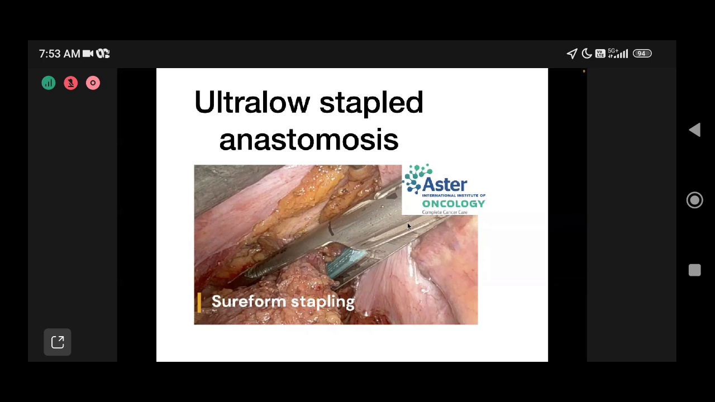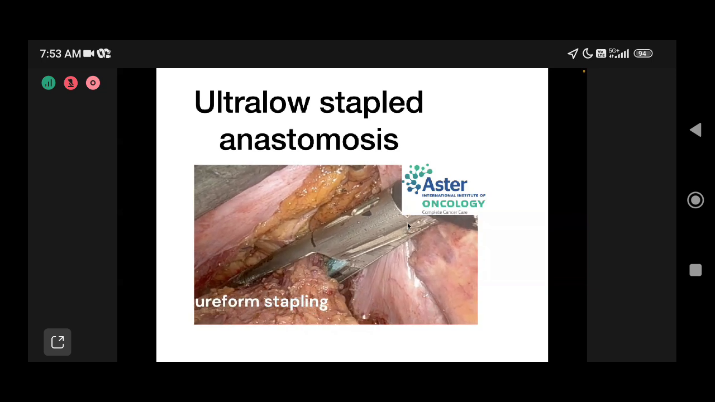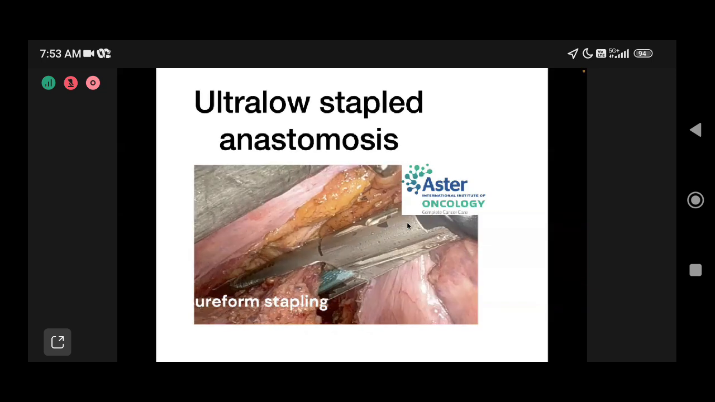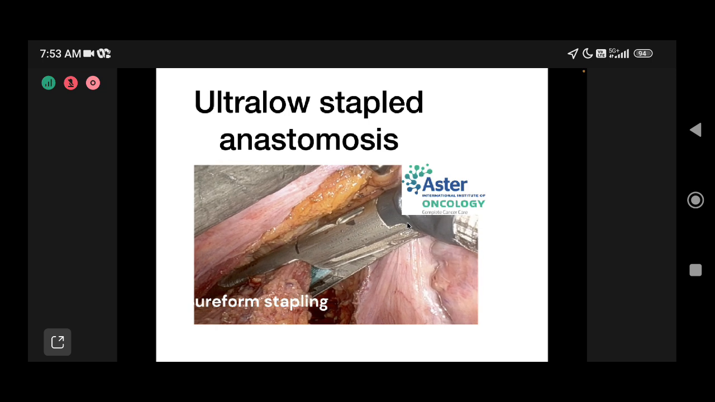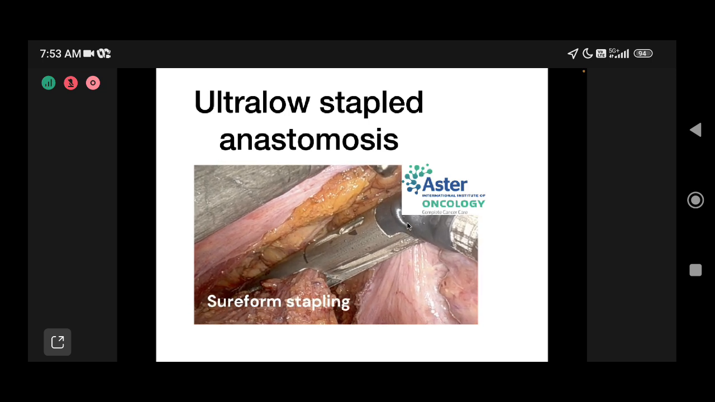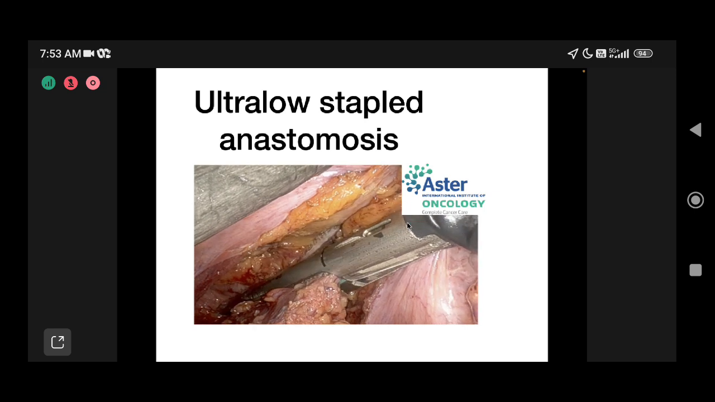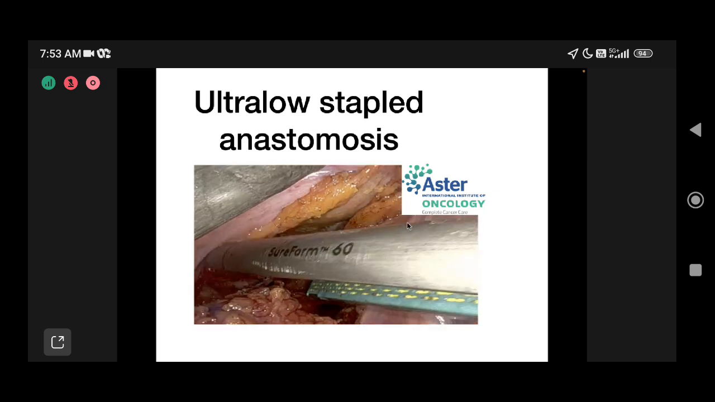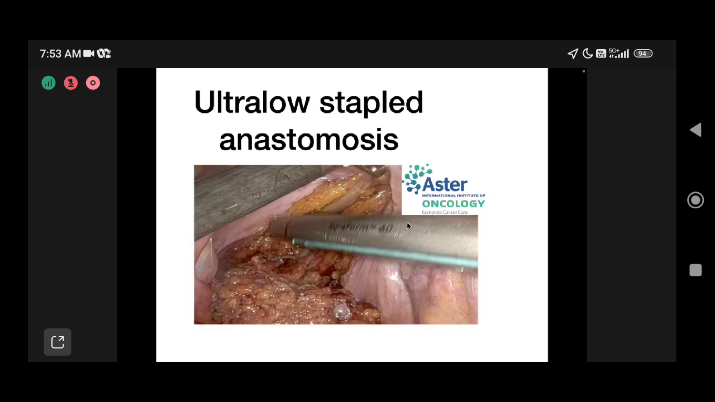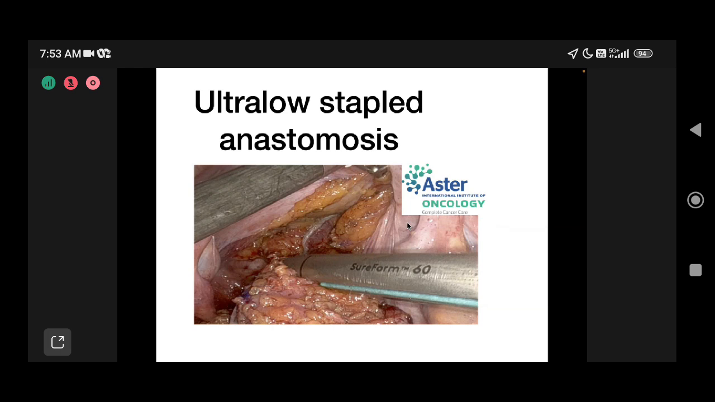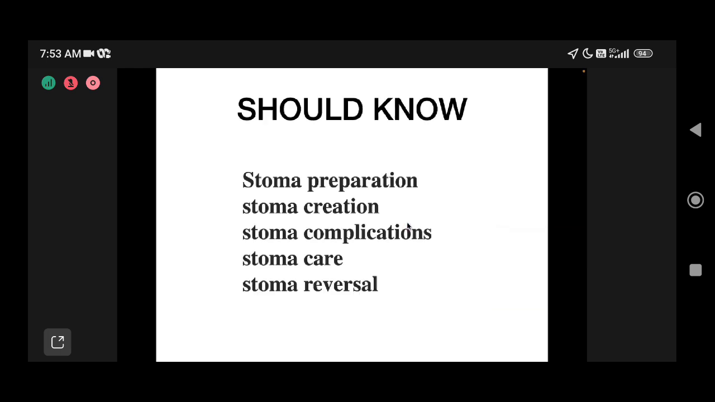So we need to bare the entire mesosigmoid, and this is a SureForm stapler where we go up to the pelvic floor. A 180 degree angulation is possible in a robotic SureForm, and you staple it, and in one go, in one staple you complete the thing. So these are the advancements which have been taken up, and where we need the temporary diversion.